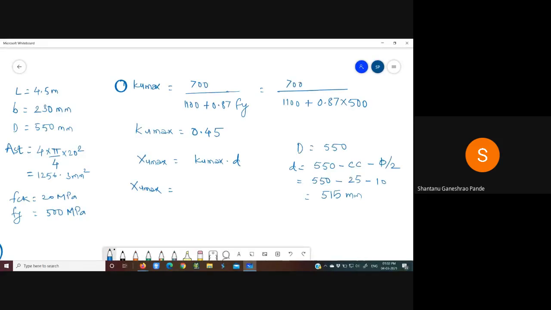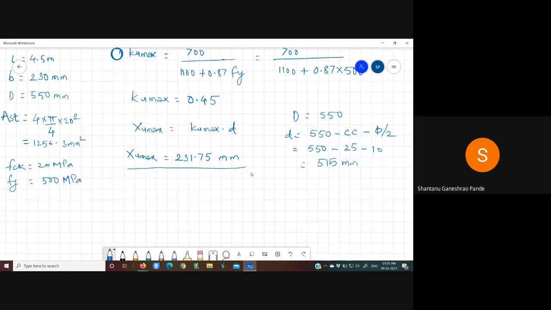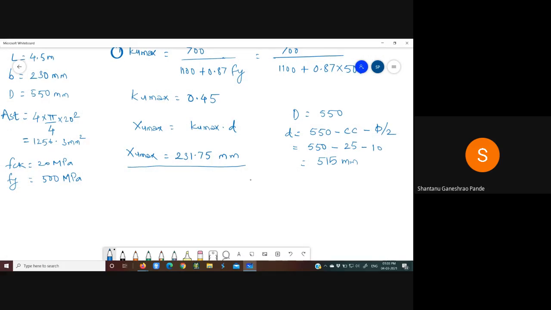Tell me that value, what you are getting for Xu max. 231.75 mm. All of you getting this value? Yes. Now what you have to do, you have to calculate actual depth of neutral axis, Xu. So this Xu max is the critical depth of neutral axis, or depth of neutral axis for balanced section. So next step, you have to calculate actual depth of neutral axis.